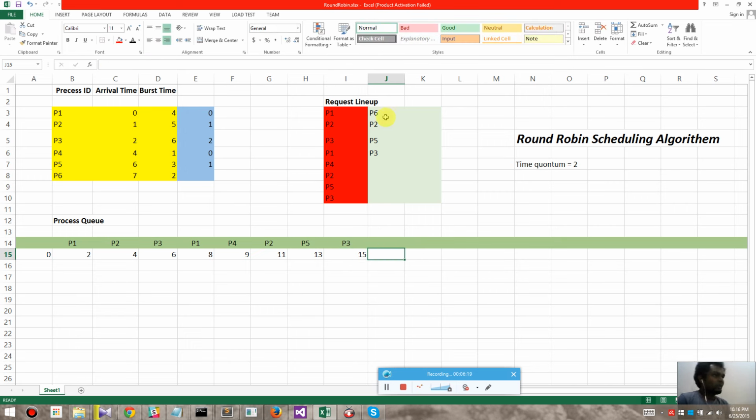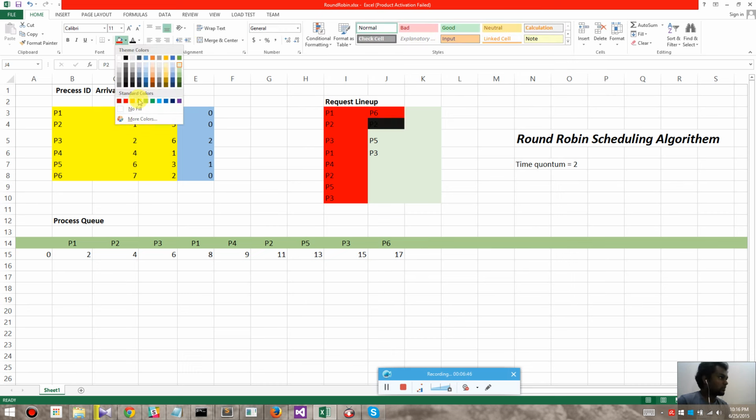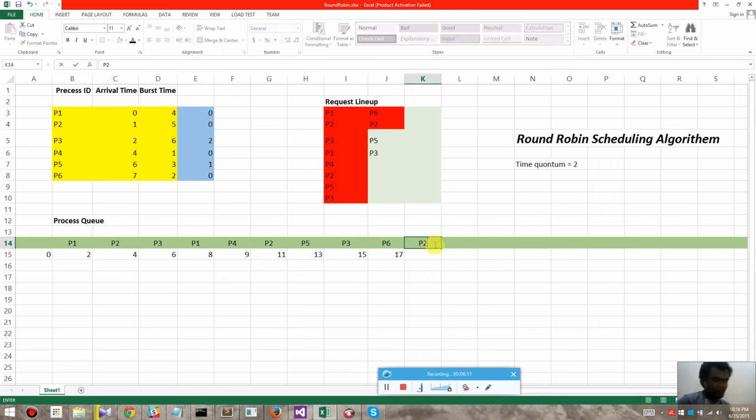Right. Next, it's P6. It has a burst time of 2, which means 1 time quantum. It will be finished on the first run, so it doesn't need to be queued. I mark it in red. This doesn't need any additional time, and I'll add P6 to the timeline. Right, next it's P2 again, and P2 only needs 1 time unit. It doesn't need additional time. I'll mark P2 as executed, and it doesn't need to be queued again because it finished, and I'll mark P2 in the timeline like this.